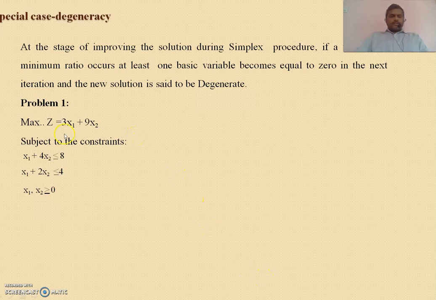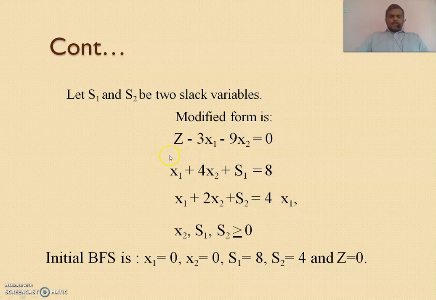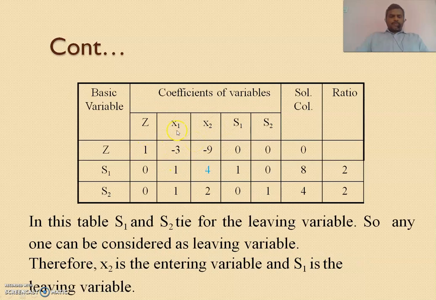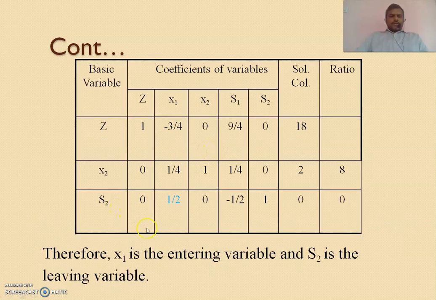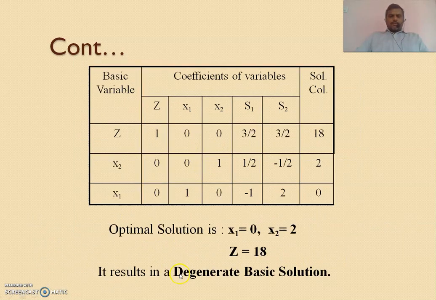Degeneracy case. This is our problem. This is our standard form, modified form. Here in this table S1 and S2 tie for the leaving variable. So any one can be considered as the leaving variable. Therefore, X2 is the entering variable and S1 is the leaving variable because the most negative is this one. Therefore, X1 is the entering variable and S2 is the leaving variable. Here the optimum solution is X1 equal to 0 and X2 equal to 2, Z equal to 18. It results in a degenerate basic solution. Okay, 1 0 is there in the solution column.